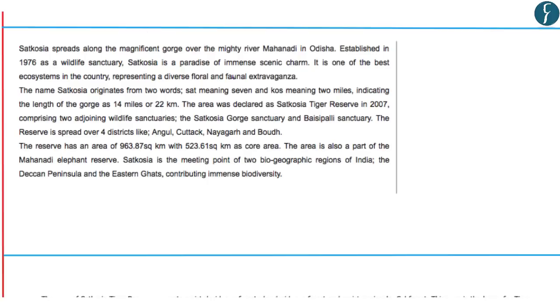It says that the Satkosia Tiger Reserve is spread along the gorge over the mighty river Mahanadi in the state of Odisha, and it was established in 1976 as a wildlife sanctuary. It further says that the name Satkosia originates from two words: first, Sat meaning 7, and second, Kos meaning 2 miles, which indicates the length of the gorge as 14 miles or 22 kilometers. So this entire area was declared as Satkosia Tiger Reserve in 2007.